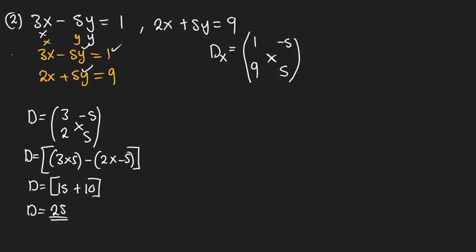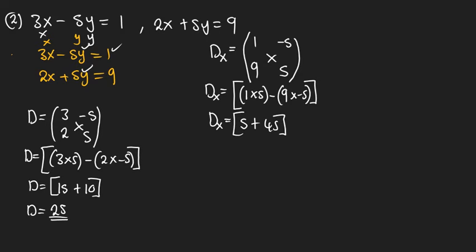And we find the determinant. So the determinant is going to equal to 1 multiplied by 5 minus 9 multiplied by negative 5. So dx is going to equal to 5, then this multiplied by that. So you say 9 multiplied by 5, this is going to be plus 45. Then our dx is going to equal to 50.